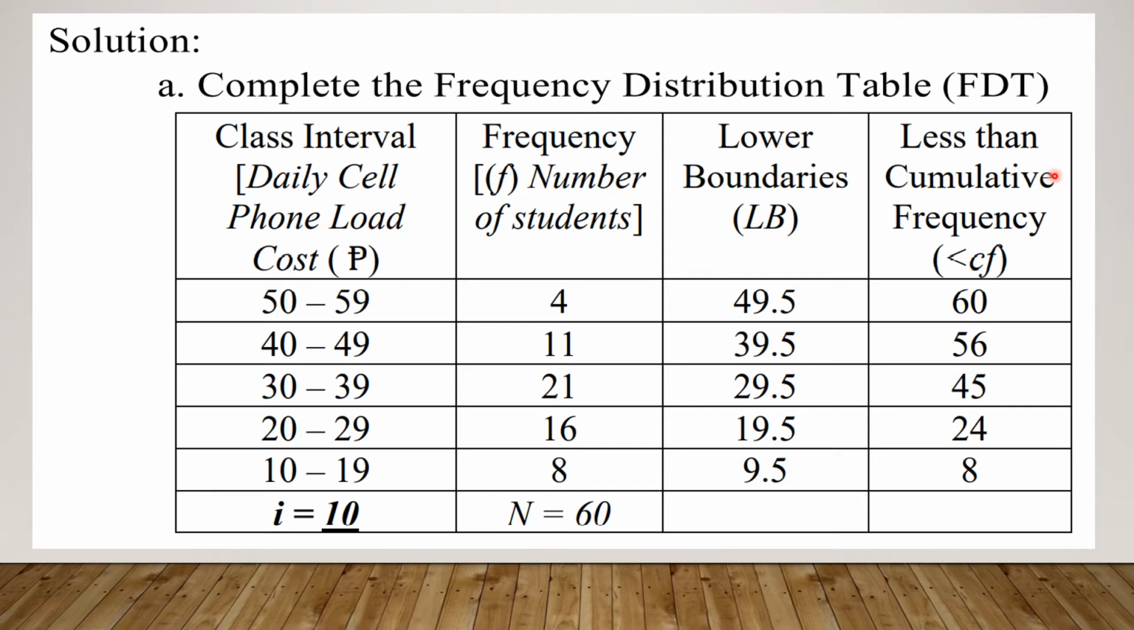Next is to find the less than cumulative frequency, or less than CF. Just copy the smallest frequency in the class interval. So that is 8. 8 plus 16, that is 24. 24 plus 21 is equal to 45. 45 plus 11 is equal to 56. 56 plus 4 is equal to 60. This one should be the same as the total number of frequency.